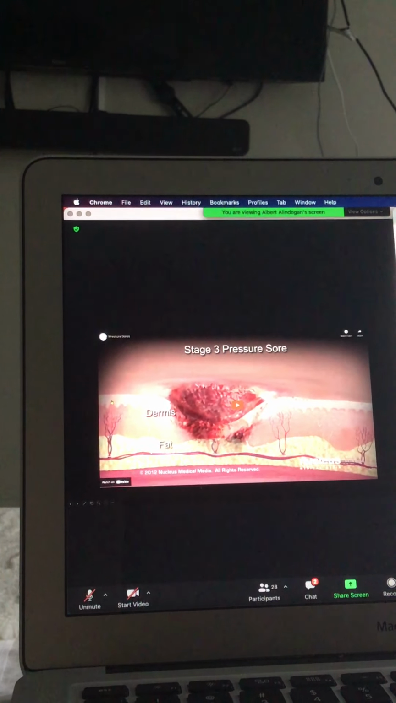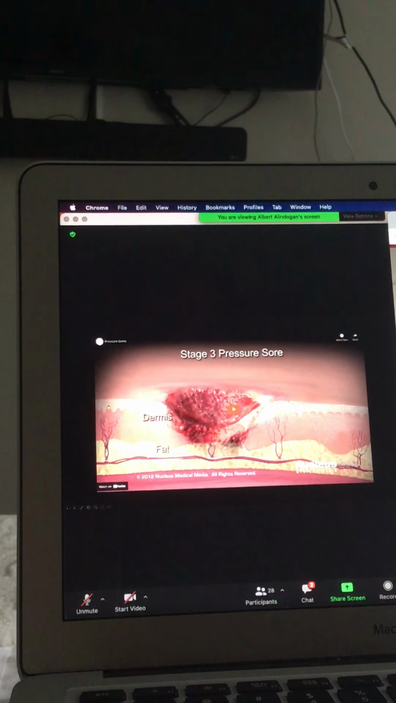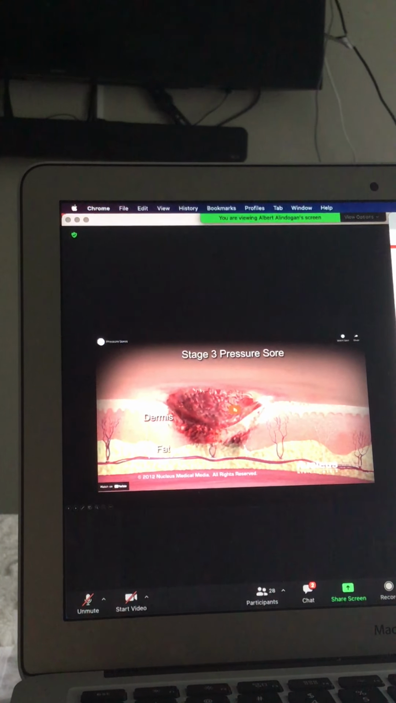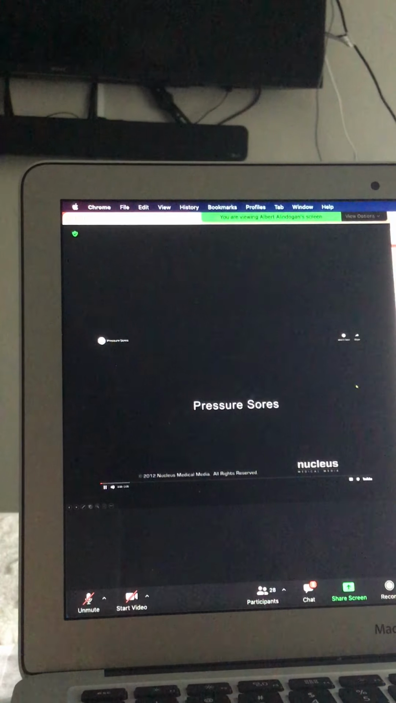All right, let's look at the most simple way of looking at pressure sores or pressure related injuries.